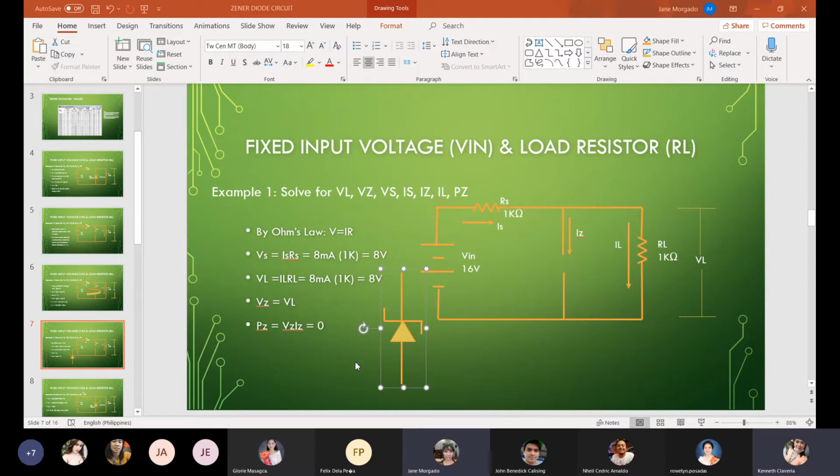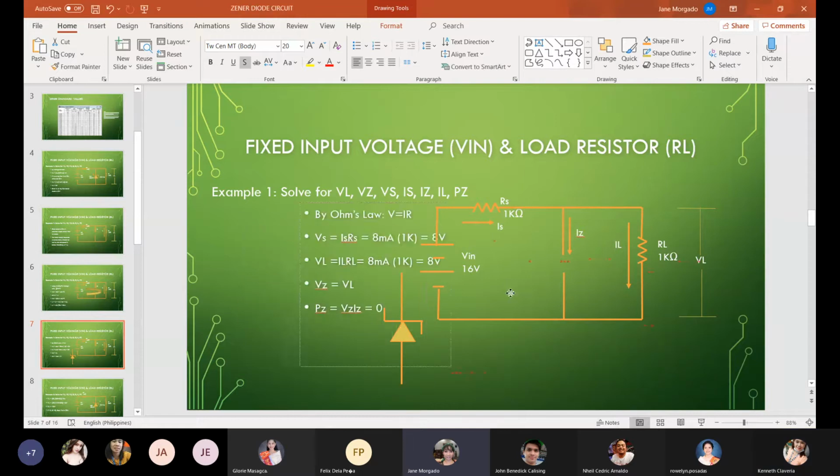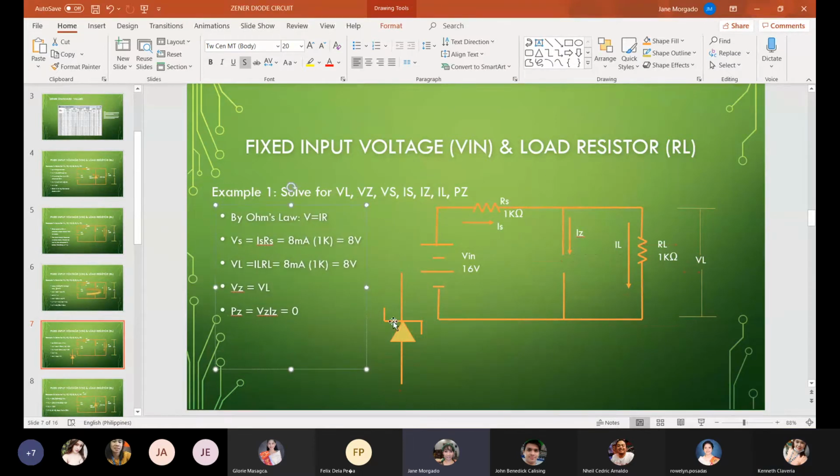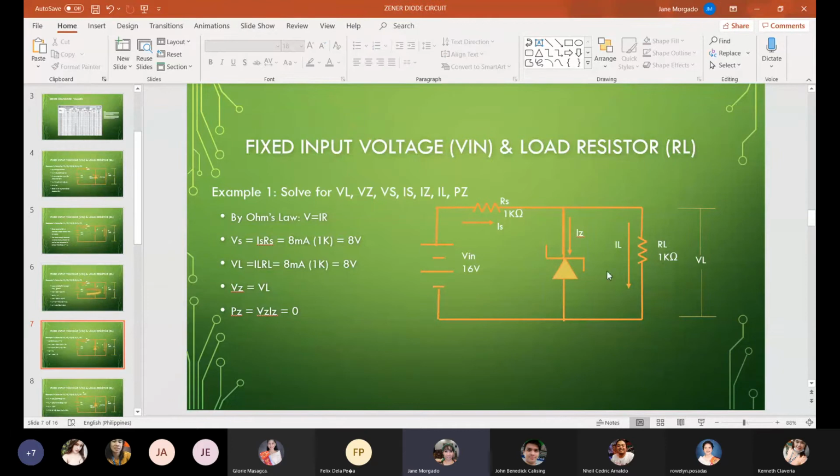Hindi ko nakuha yung tanong mo. Sorry. Ayan. Yan. Parallel kasi si Zener kay RL. Okay? So that's why your VZ is equal to VL. So we have, this is, ano ba to? 8 volts. Yan. Kaya 8 volts din siya.